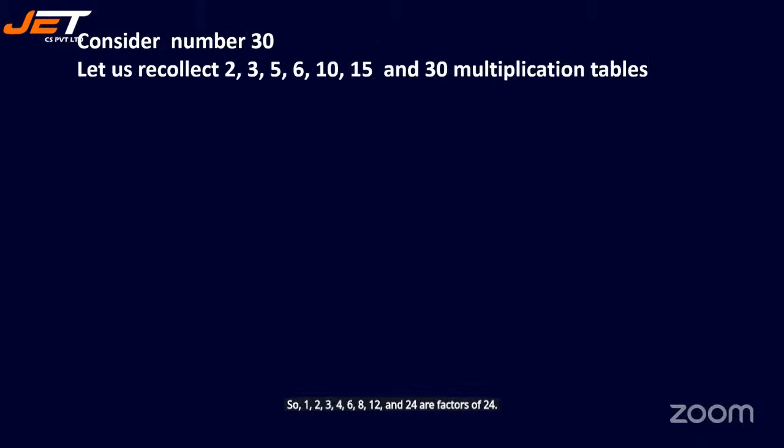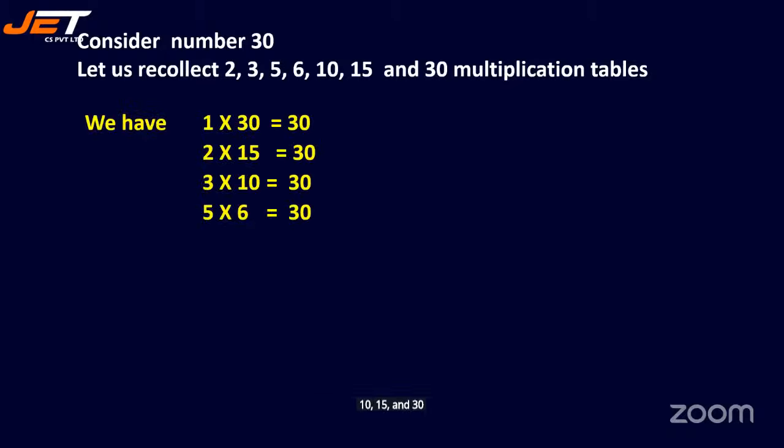Now consider the number 30. You have 2, 3, 5, 6, 10, 15 and 30 multiplication tables. So 1 into 30 is 30, 2 into 15 is 30, 3 into 10 is 30, 5 into 6 is 30.